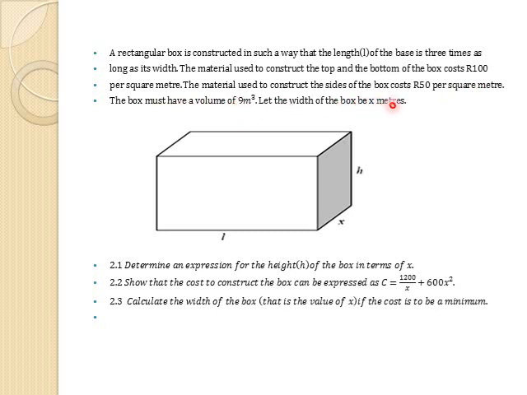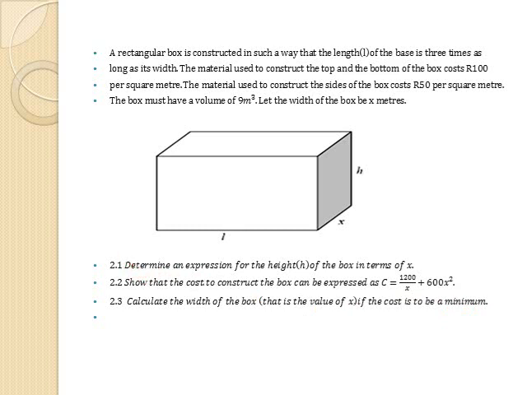Let the width of the box be x meters. Determine an expression for the height of the box in terms of x. Show that the cost to construct the box can be expressed as C equals 1200 over x plus 600x squared. Calculate the width of the box, that's the value of x, if the cost is to be a minimum.